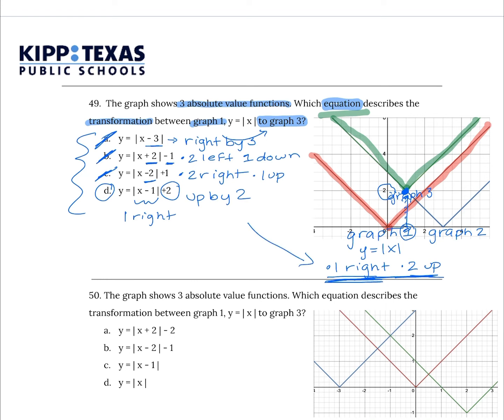Another thing you can do if you don't remember the transformations is graph your answer choices in your calculator, and out of the 4 answer choices, find the one that matches graph number 3, which is the green graph. And that's how you find your answer.